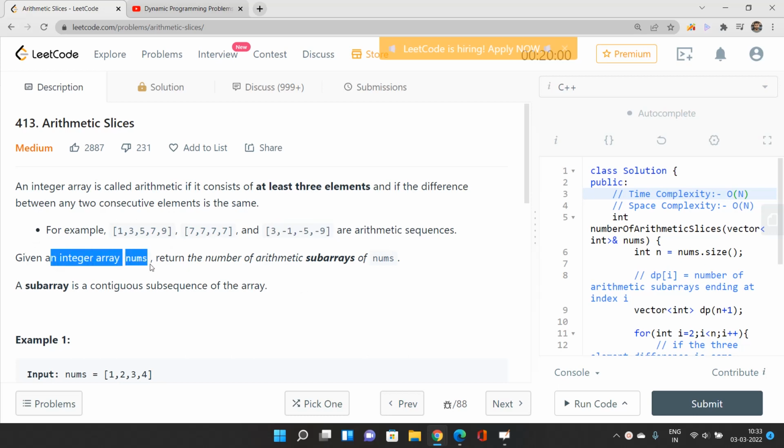Given an integer array nums, return the number of arithmetic subarrays of nums. This is quite interesting because you are given an array and need to find all the arithmetic subarrays lying in it. So how do we find that efficiently? There are certain ways to do such problems, which may seem hard to some of you, so I will explain them with examples.